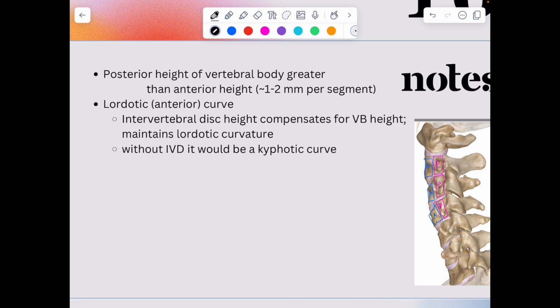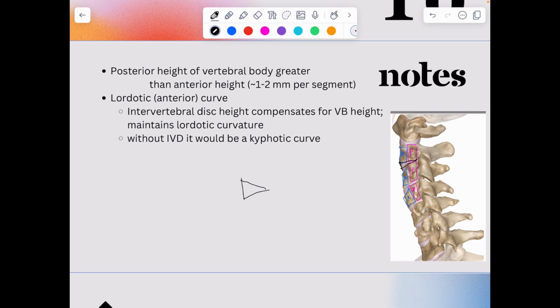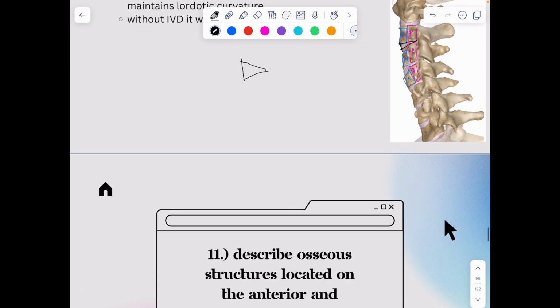But we have the intervertebral discs that compensate for this. So the intervertebral discs are almost kind of like this in between. So that way we can have that lordotic curve. And like I said, without it, it would be a kyphotic curve.